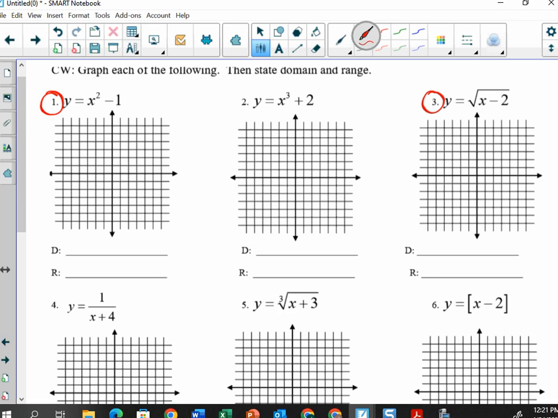Check with your neighbor. Do you have the same graph? And write the domain and range for me, guys. That is on the inside. If it was a vertical shift, it'd be like, yeah. Okay.